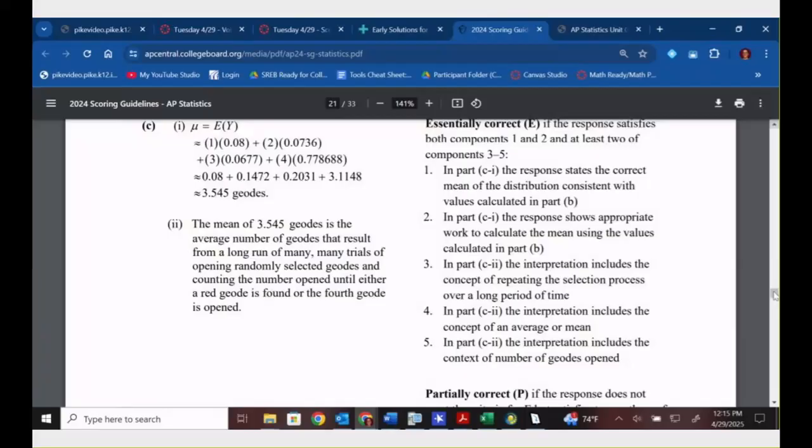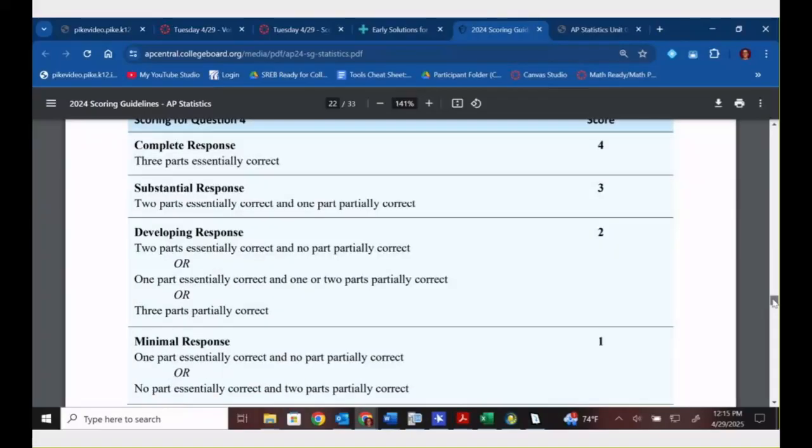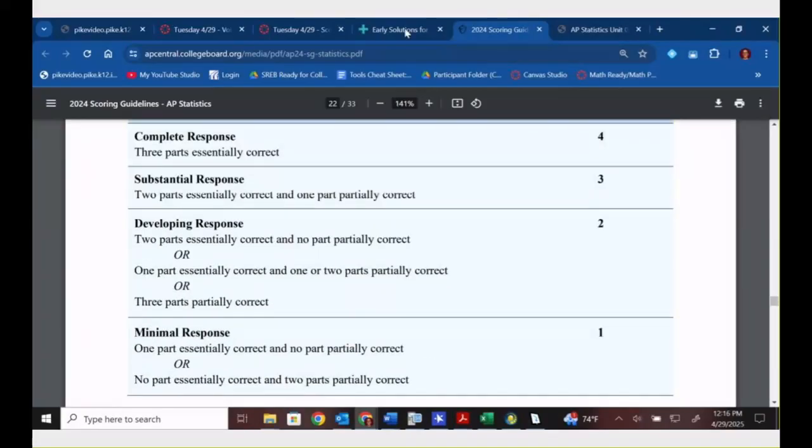And then we're going to give them a score of 1, 2, 3, or 4. When we are grading in 3 sections, the scoring stays consistent. So 3 E's is a 4, 2 E's and a P is a 3, 2 E's and an I, 1 E and 2 P's, 1 E and 1 P and 1 I, or 3 P's is a 2, 1 E and 2 I's, or 2 P's and an I would be a 1. And if they did not meet any of these criteria, then it would be a 0.